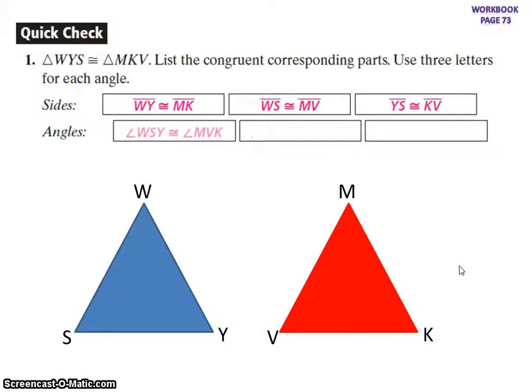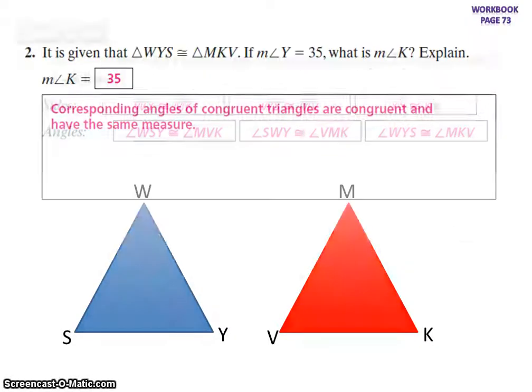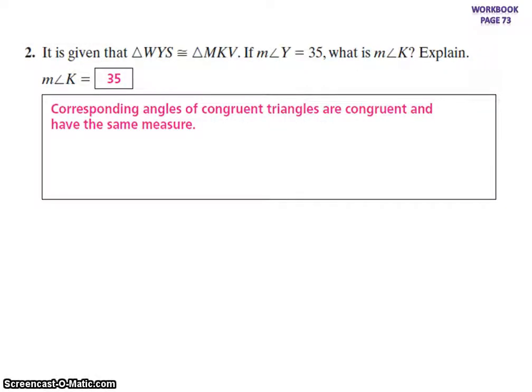So what about the angles? So the angles are going to be WSY and MVK, along with SWY and VMK, along with WYS and MKV. Let's go on. So it's given here that triangle WYS is congruent to triangle MKV. So if Y equals 35, what is K? I left this up there because this is really obvious. Y is the middle letter in the triangle, so K is also the middle letter. If Y is 35, then K is also 35. And the reason is that corresponding angles of congruent triangles are congruent and have the same measure.